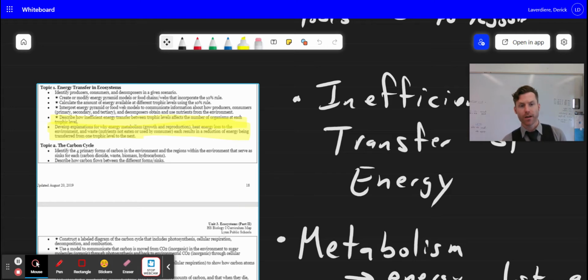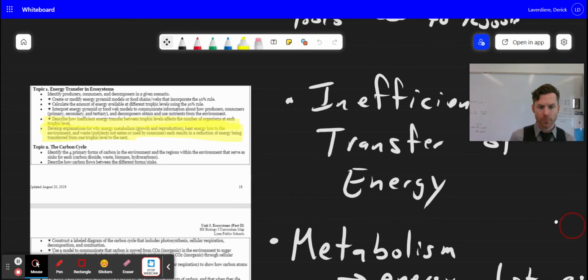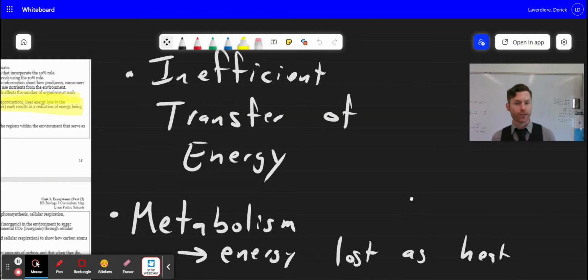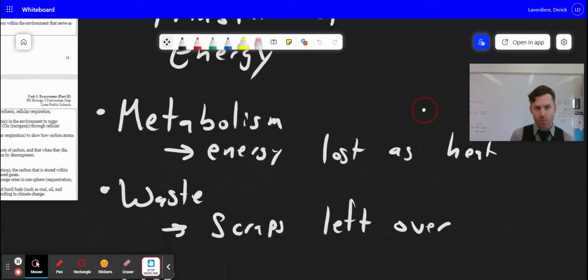So our next bullet point asks us to address where did that energy go? Right? So we lost 90% of the energy for each transfer. Right? This bullet point asks to describe how inefficient energy transfer between trophic levels affects the number of organisms at each trophic level, and to develop explanations for why energy metabolism, heat energy loss, and waste result in the reduction of the energy available. Okay? And so let's first talk about the mechanisms. Inefficient transfer of energy. So metabolism, when we are breaking down the food that we eat, that act itself takes energy, right? So there's energy lost there.